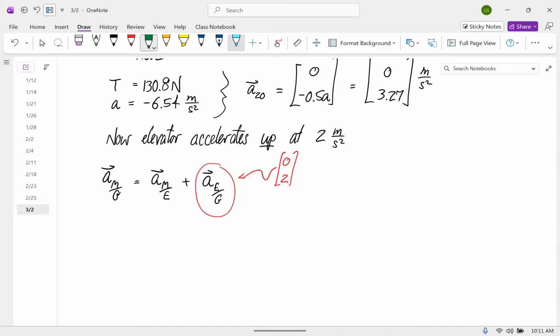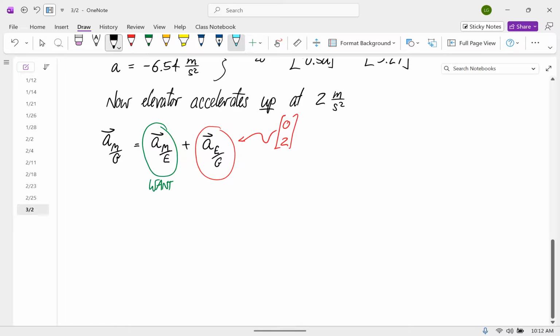And this is the one that we're going to try to calculate the acceleration relative to the elevator, like what an observer inside the elevator would see. So this is what we want. So free body diagram of the 40 first. The free body diagram looks the same.